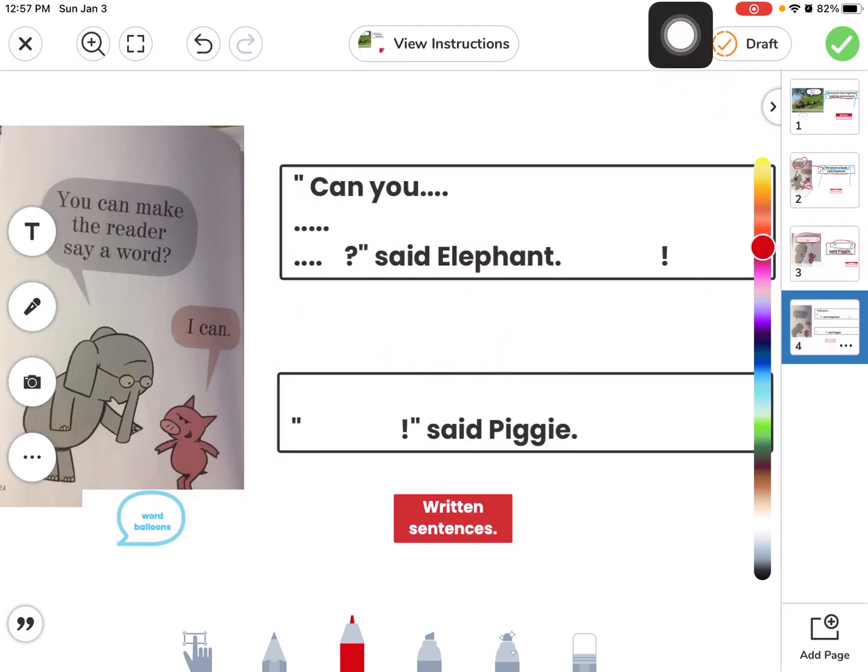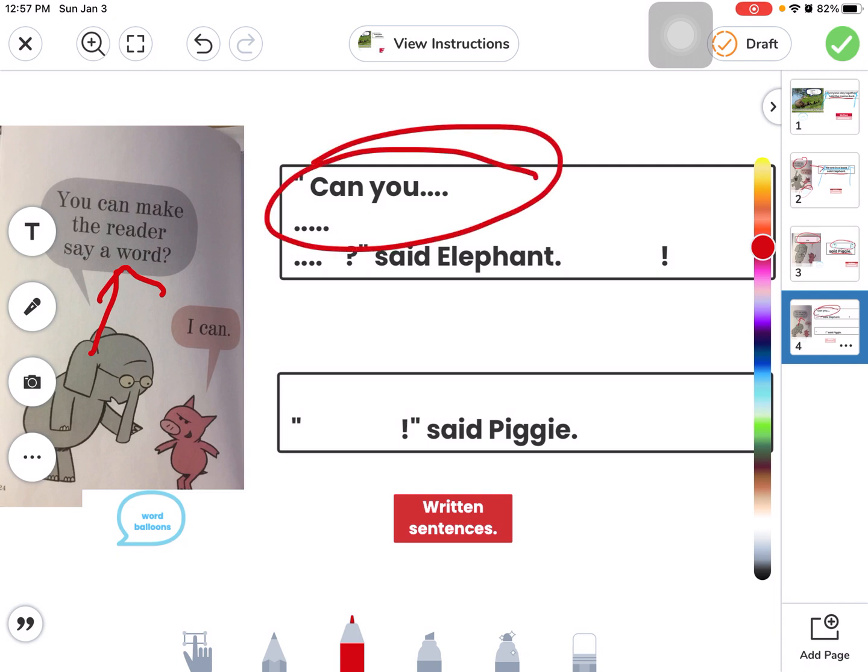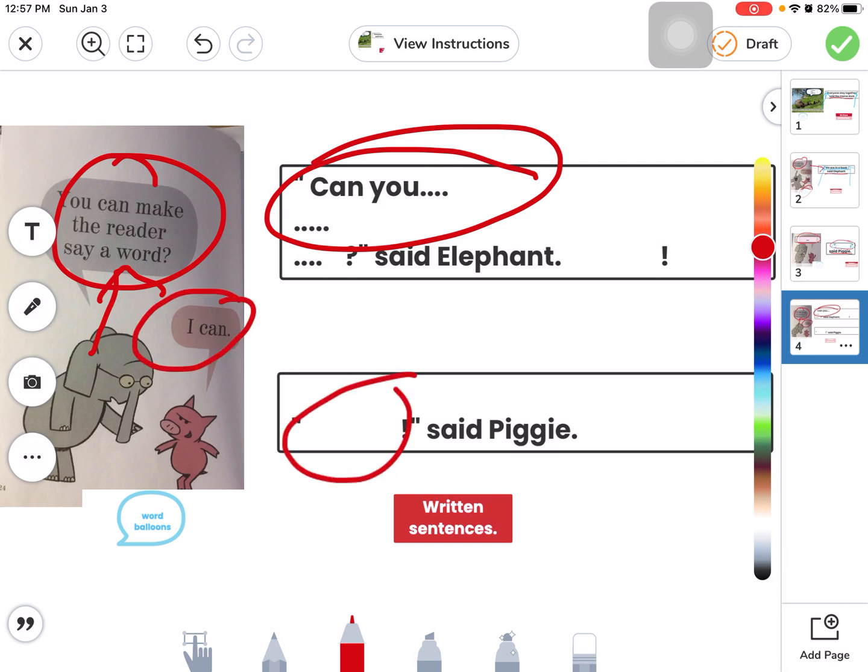And for the last one, since we're talking about dialogue, dialogue usually means when two people are having a conversation. So what I want you to do is, in the original story, it says, you can make the reader say a word. Well, I'm going to have you have Elephant say a question, and you're going to type in here and here. And then you're going to have Piggy say whatever you want Piggy to say.